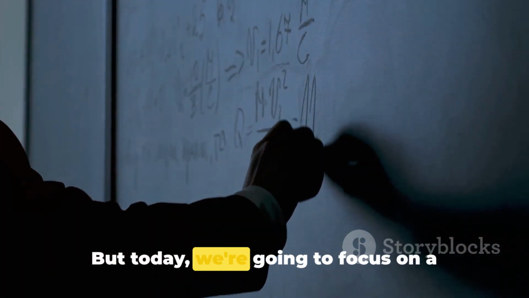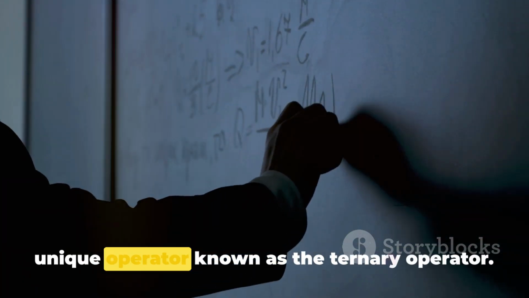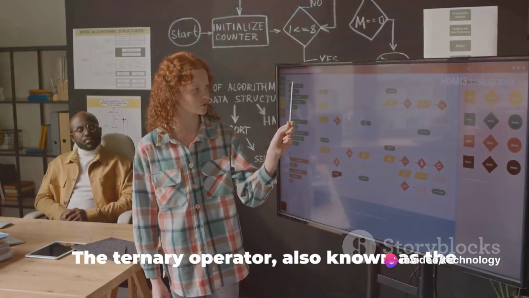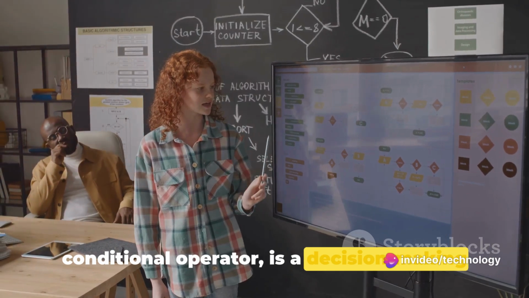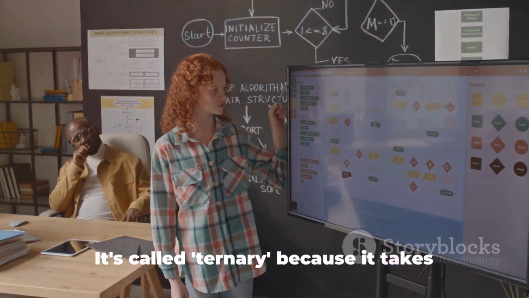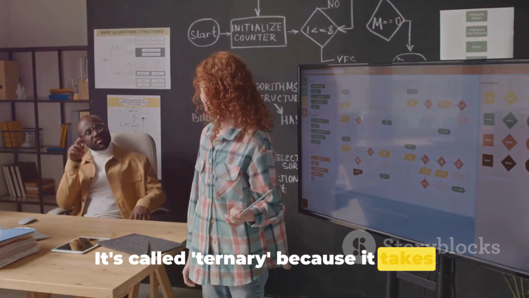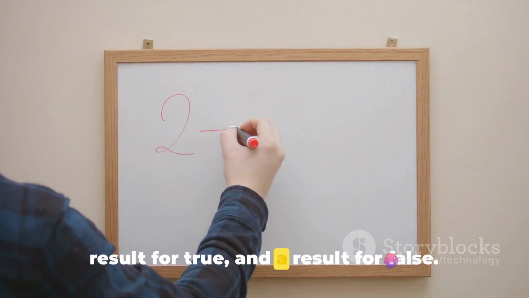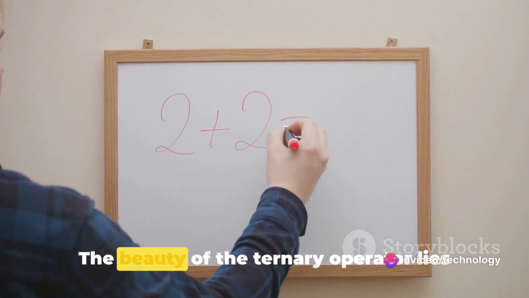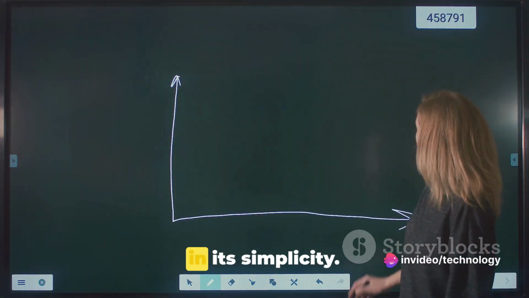But today, we're going to focus on a unique operator known as the ternary operator. The ternary operator, also known as the conditional operator, is a decision-making operator in Java. It's called ternary because it takes three operands: a condition to check, a result for true, and a result for false. The beauty of the ternary operator lies in its simplicity.